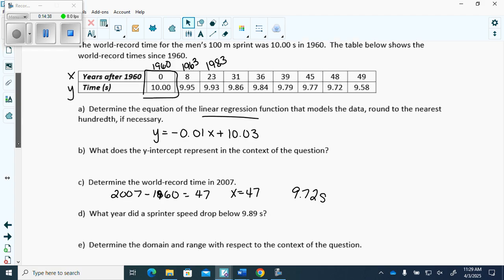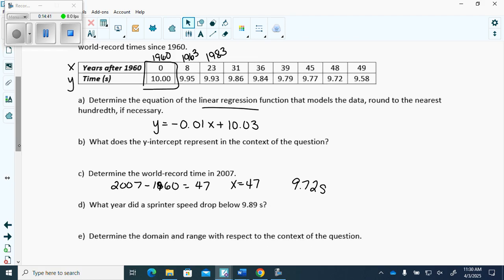And then what time did it drop below 9.89 seconds, that being Y2? Remember, we don't put below that. We put 9.89, and we'll round our year up, correct? So we go to our Y2, put in 9.89, second trace 5, enter, enter, enter, and I get 21.47. That is at 9.89. So I need to go to 22 years. It asks what year that is. What year is that? 1982. 1960 plus 22.